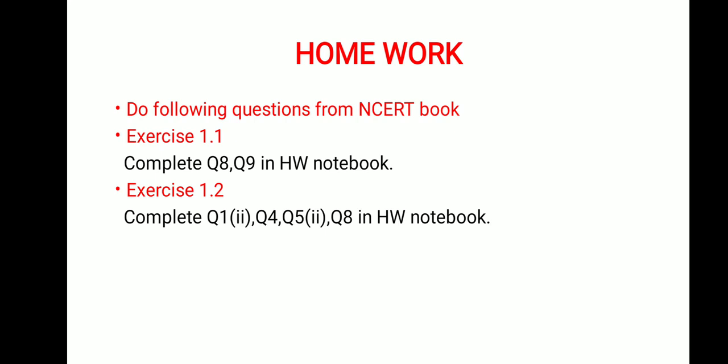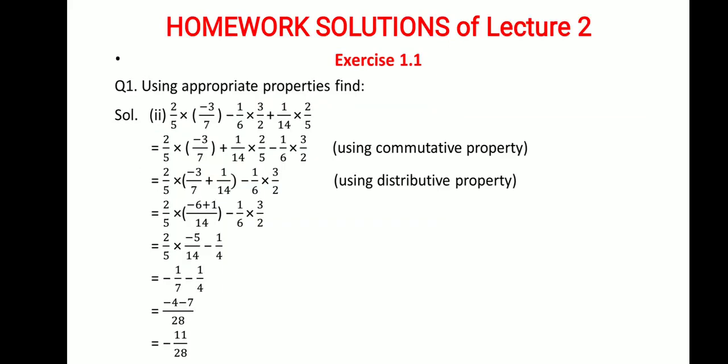So your homework is from exercise 1.1, complete question 8 and 9 in your homework notebook. That will be entirely based on the properties of rational numbers which we have studied in the previous two lectures. And exercise 1.2 homework will be related to the concepts we have studied in this very lecture: representation of rational numbers on the number line and how to find n rational numbers between two given rational numbers. Now let us discuss the homework solutions of lecture number 2, that is exercise 1.1.